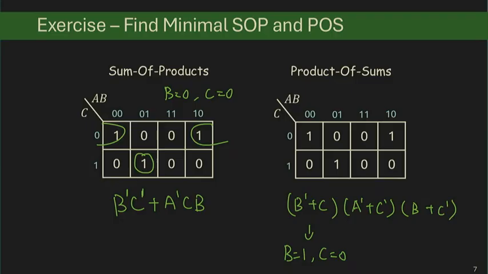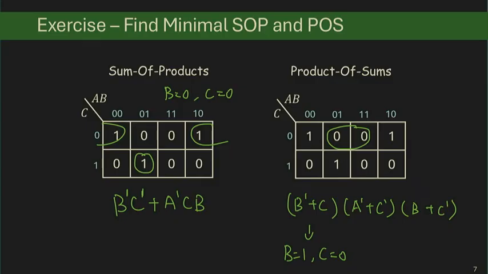B equals 1 is the middle two columns. C equals 0 is the top row. So their intersection is this region. That's when you have B equals 1 and C equals 0. Therefore, if those are a group of zeros, you describe it as B prime plus C. So we got one of them, and that is indeed a pretty big sum term. You can now grow it further. Let's see the second one.